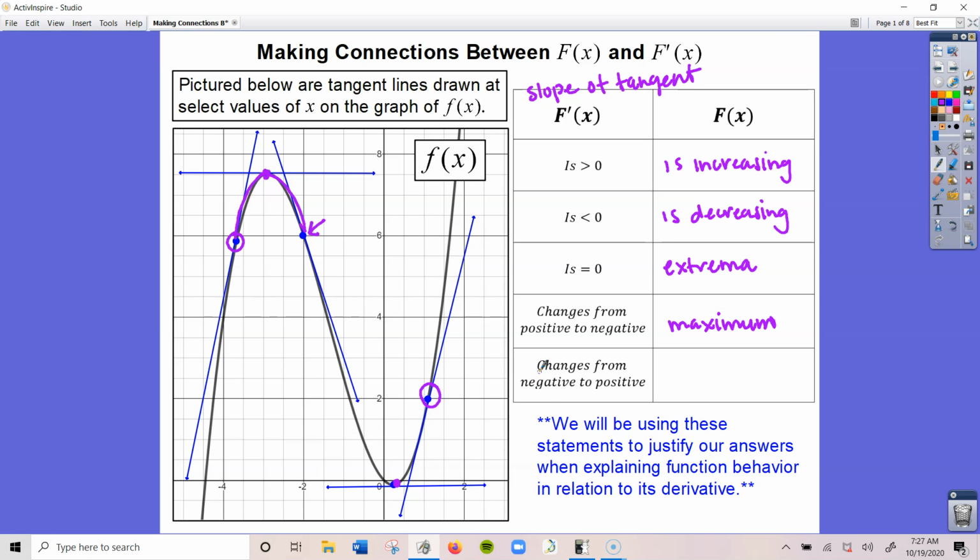By the same logic, if our derivative is changing from negative to positive, that means our function changes from decreasing to increasing, we would have a minimum. Now these are all justifications for what we're going to do now. Whether we're given the graph of the derivative, we can state what the function is doing, or if we're given the graph of the function, we can state information about the derivative.